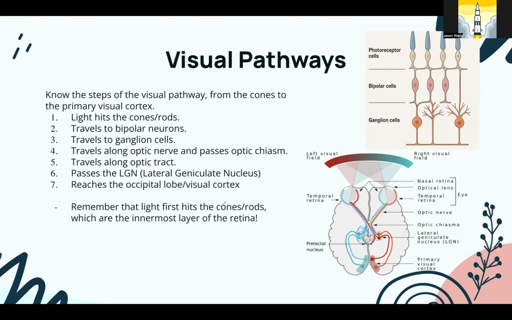All right. So remember, once again, light hits the rods and cones, which are the innermost layer of the retina. It can sound weird, but it hits the innermost layer of the retina and it gets processed inside out.